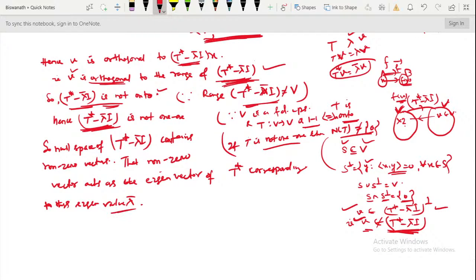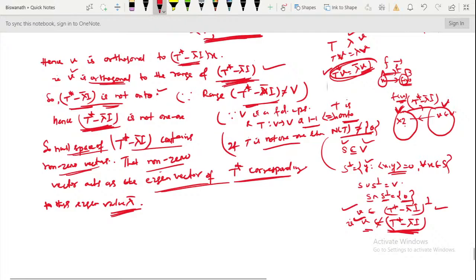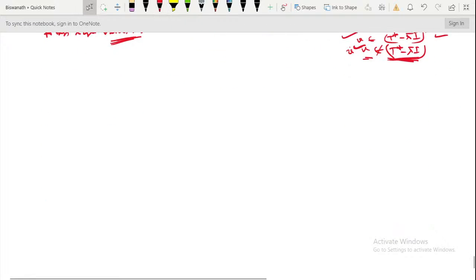Here we just proved that since the null space of this thing contains a non-zero vector, that non-zero vector will act as the eigenvector of T. And this is the extra case: that this T star has the corresponding eigenvalue lambda bar, and that T star has also the same eigenvector v. This thing we will prove later, okay, also in today's class.